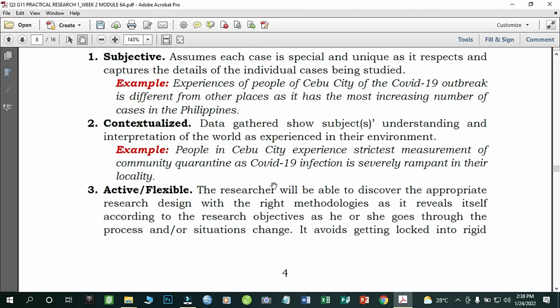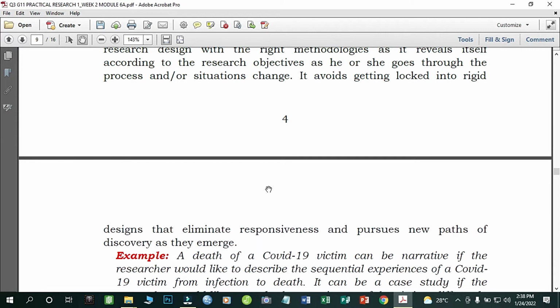Number three, active or flexible. The researcher will be able to discover the appropriate research design with the right methodologies as it reveals itself according to the research objectives as he or she goes through the process and or situation changes. It avoids getting locked into rigid designs that eliminate responsiveness and pursues new paths of discovery as they emerge.